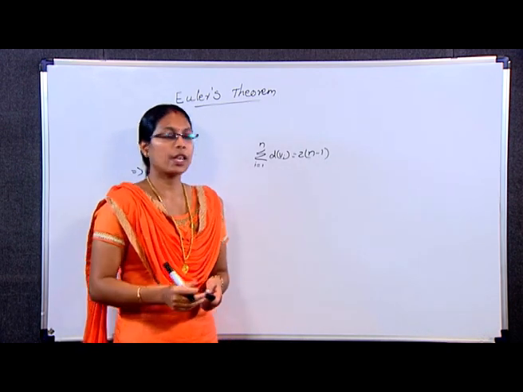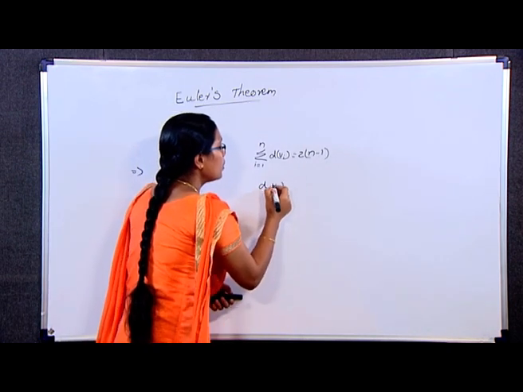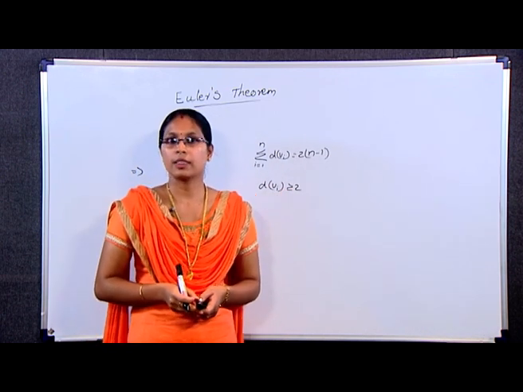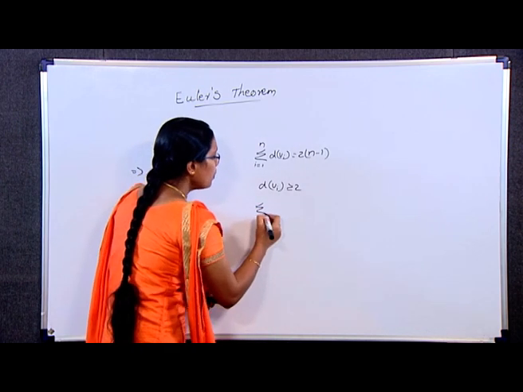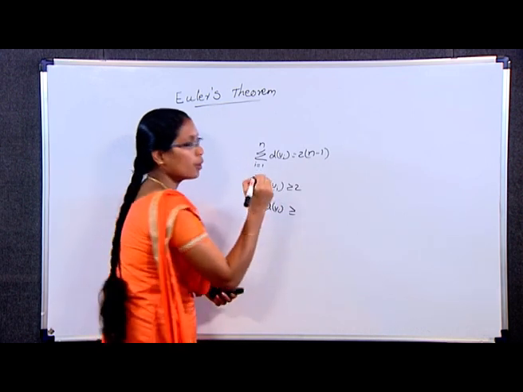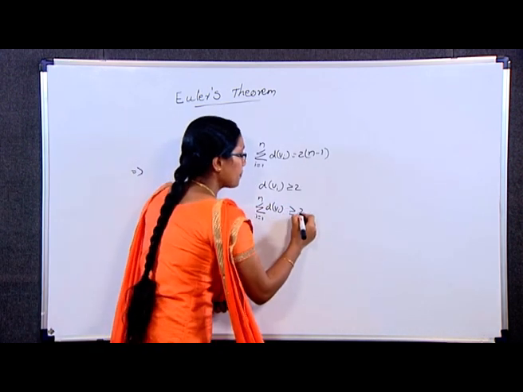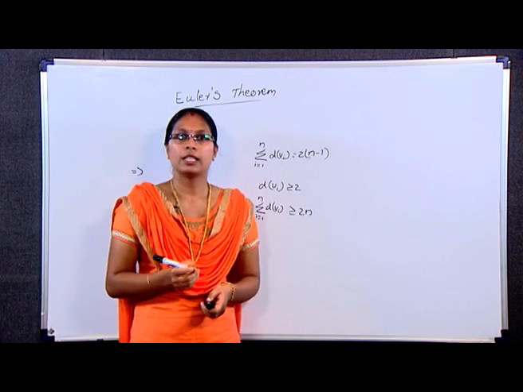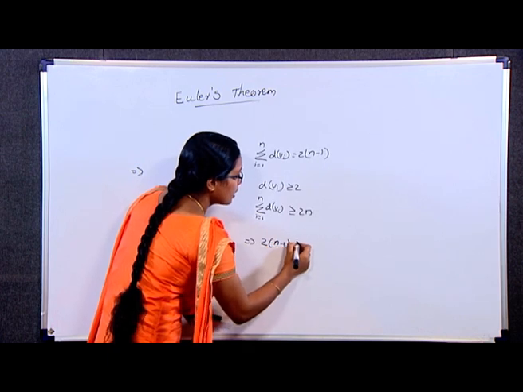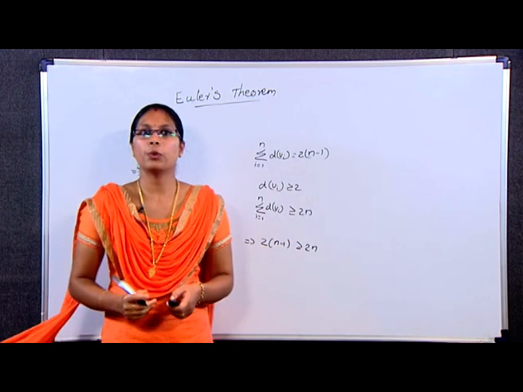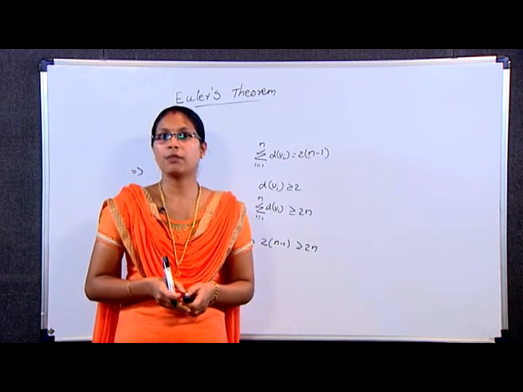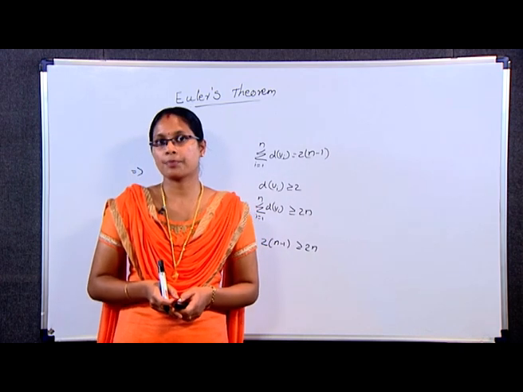Suppose the degree of Vi is greater than or equal to 2 for all Vi belonging to V(G). Then the sum over i from 1 to n of d(Vi) is greater than or equal to 2n, which implies 2(n-1) is greater than or equal to 2n, which is a contradiction. Hence, G has either a vertex of degree 1 or an isolated vertex.